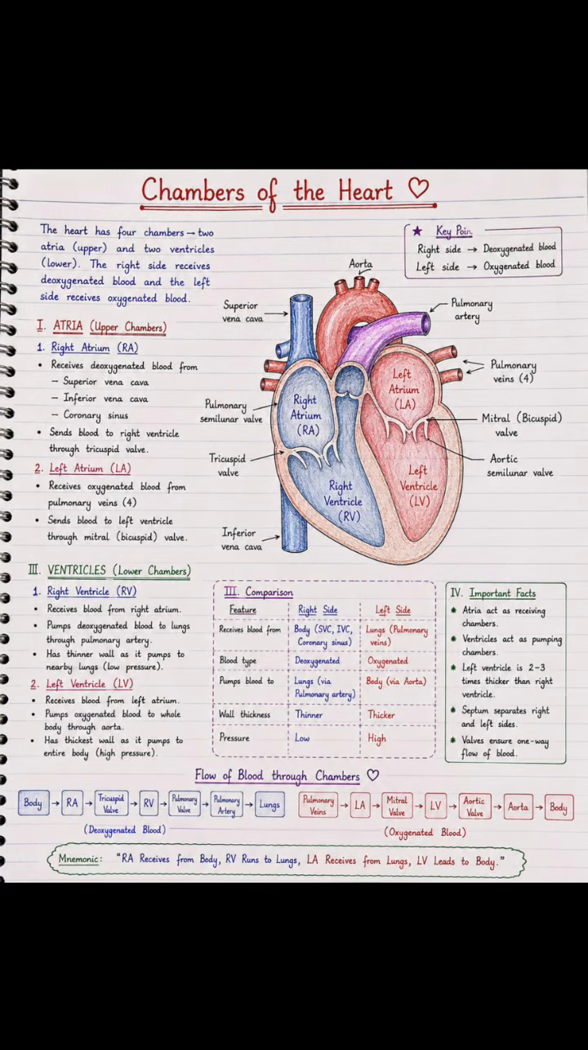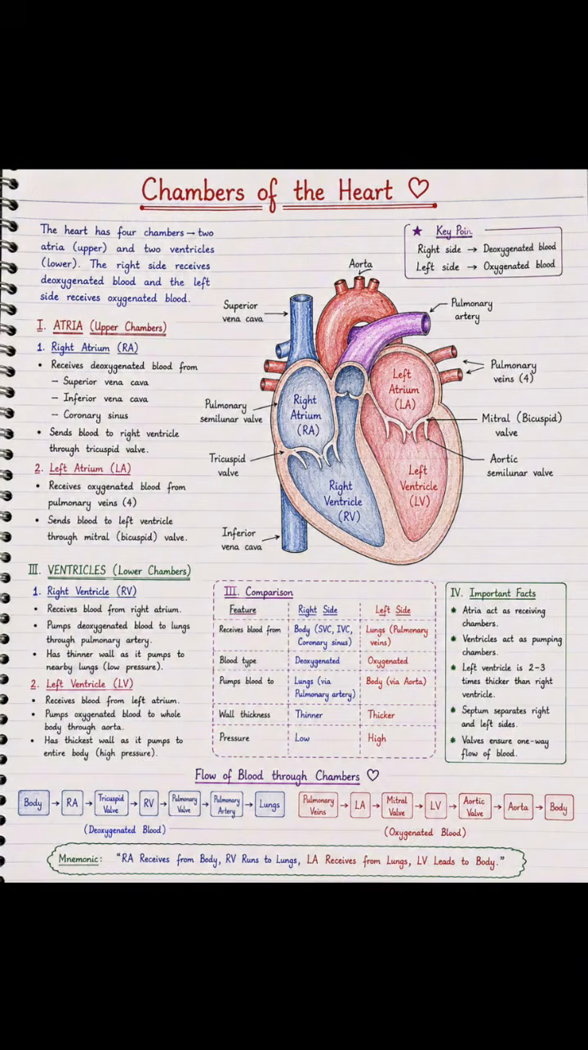The right side pumps blood to the lungs through the pulmonary artery, while the left side pumps blood to the body through the aorta. The wall of the right side is thinner, while the wall of the left side is thicker, and the pressure on the right side is low, while the pressure on the left side is high.